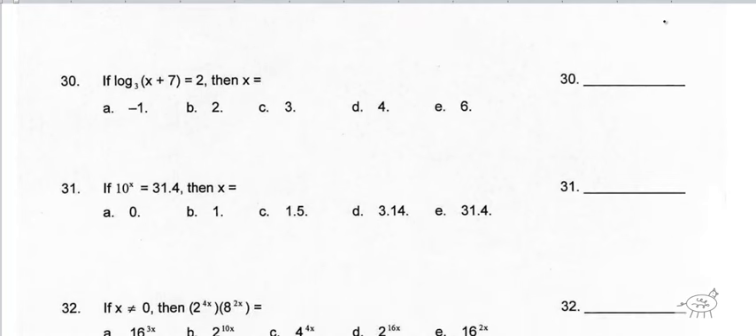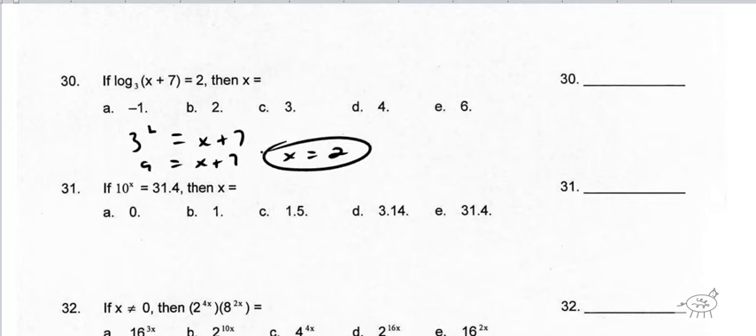Okay, 30. Basically, you're writing it as an exponential here, math fans. So it's 3 to the second power is equal to x plus 7. It's really easy. So 9 equals x plus 7. So x equals 2, B.